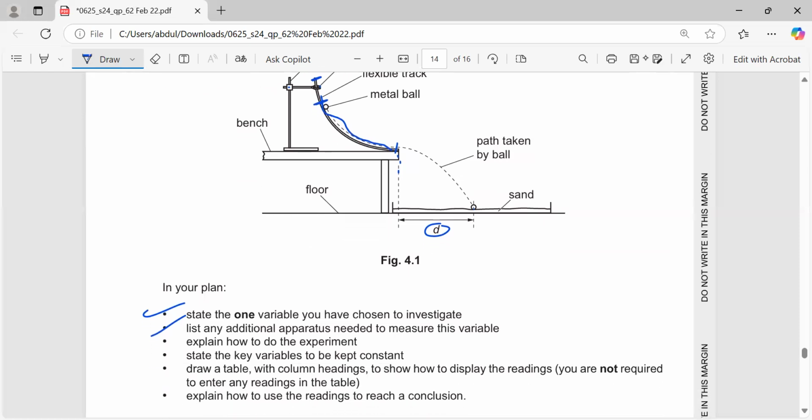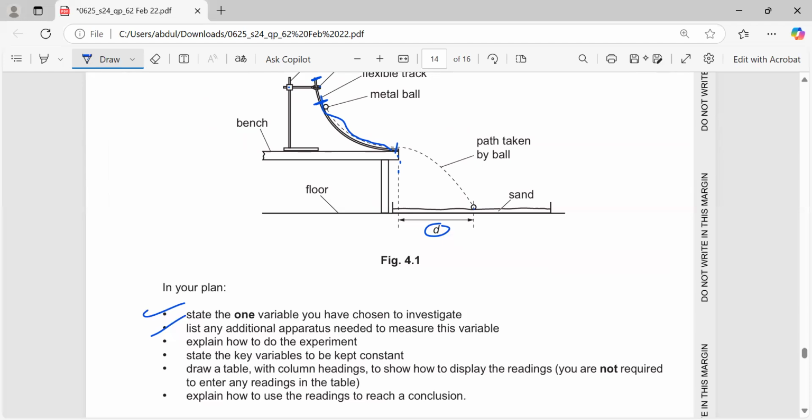So the table, of course, we have only two variables. One is the mass in grams, another one is the distance in centimeters. How to use these readings to reach a conclusion? So my dear friends, again as usual, plot a graph of distance in centimeters on the y-axis and mass in grams on the x-axis, and then take at least 5 sets of data. Why? Take at least 5 sets of data so that you can plot a graph with ease and your results will be more reliable. So I'm writing all these points one by one.